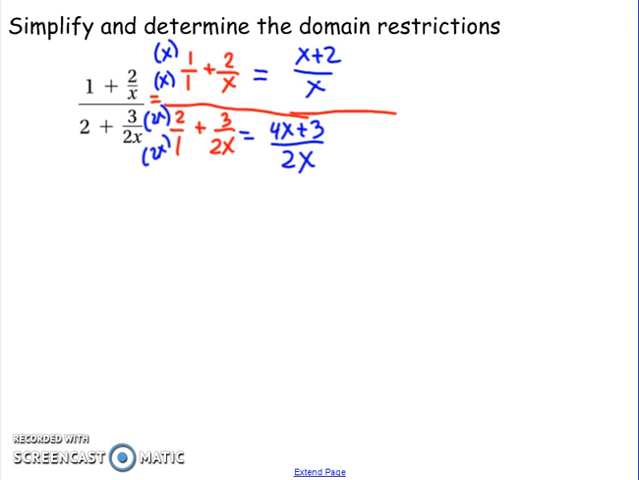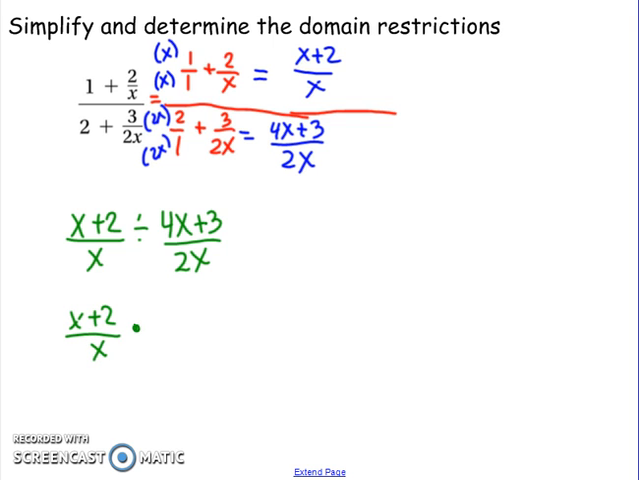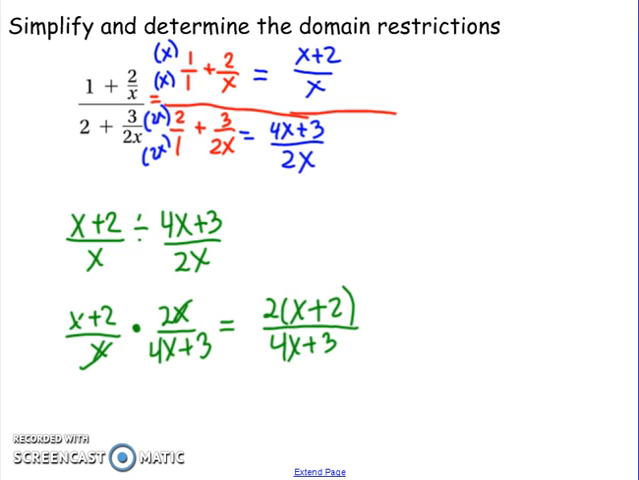So what I can do now is rewrite this as division. So x plus 2 over x divided by 4x plus 3 over 2x. So we're going to keep the first fraction. We're going to change our sign to multiplication, and then we're going to flip our second fraction. So now we can cross-cancel these x's out. So on the top, we have a 2 and an x plus 2. On the bottom, we have a 4x plus 3. So that's going to be our answer.